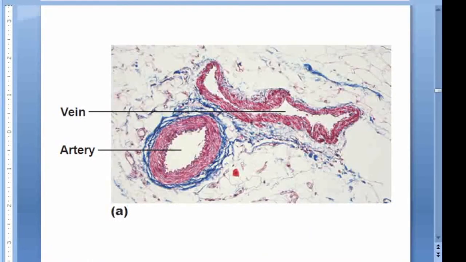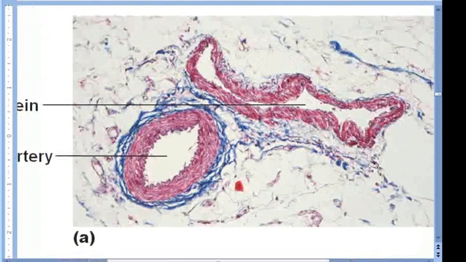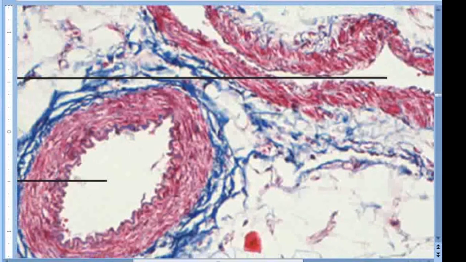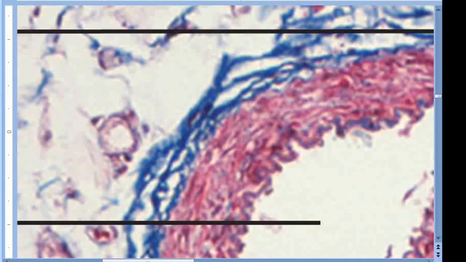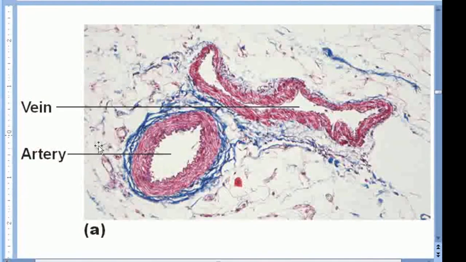On the lab talk, we know that there's layers there. We can even zoom up on it. Wow. And that's an artery because it is holding its shape because of what tissue? The elastic tissue, the two layers that they sometimes call elastic membranes or elastic lamina.